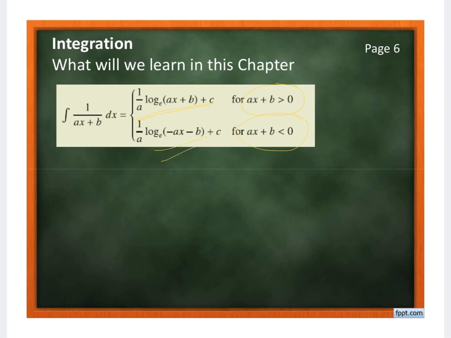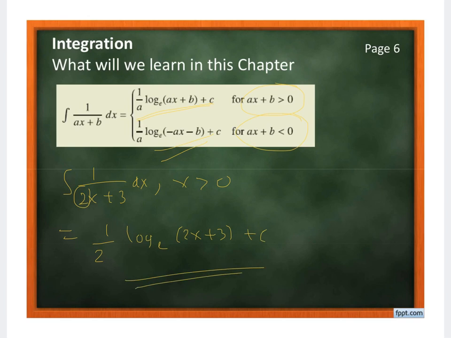For example, the antiderivative of 1 over 2x plus 3 dx, if x is bigger than 0. So 1 over a, this one the a is 2, log e 2x plus 3 plus c.